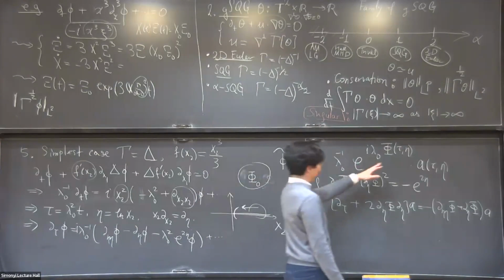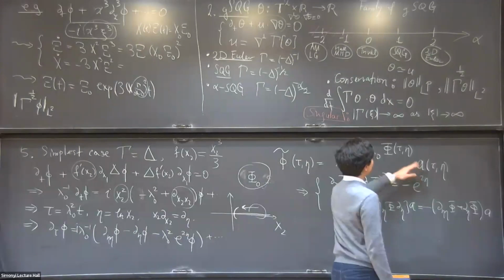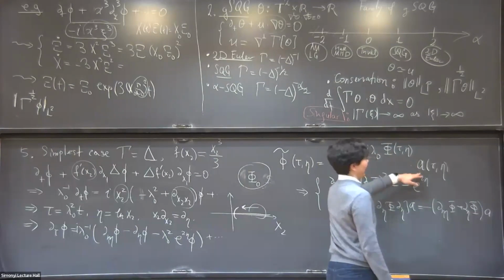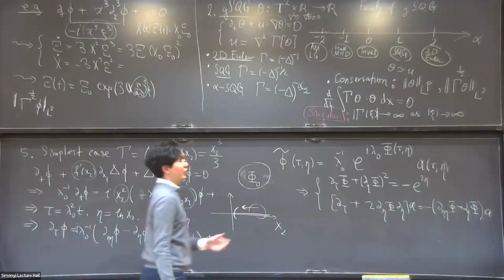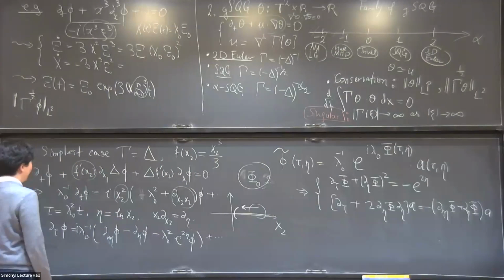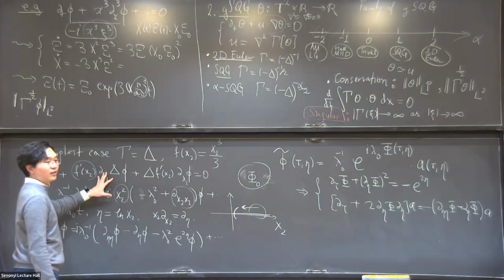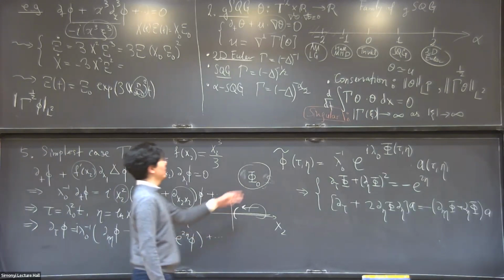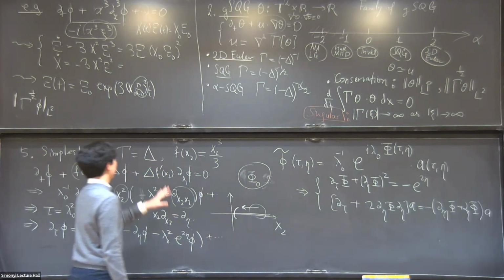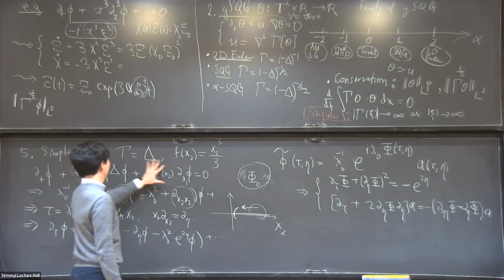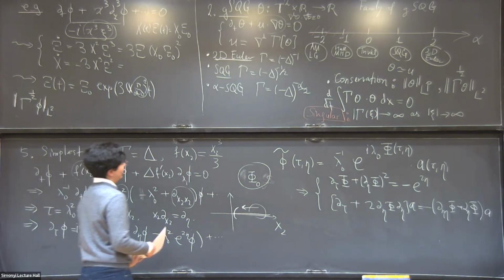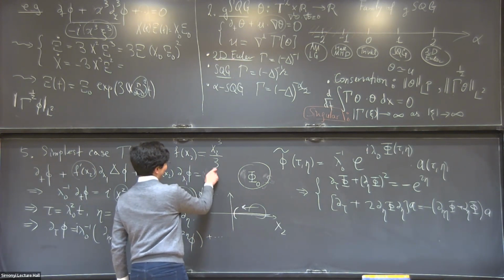And after solving for the phase and amplitude, what you can do is directly plug what you have into the equation, and then you can check that phi tilde is a solution to the linear equation with small error in L2.